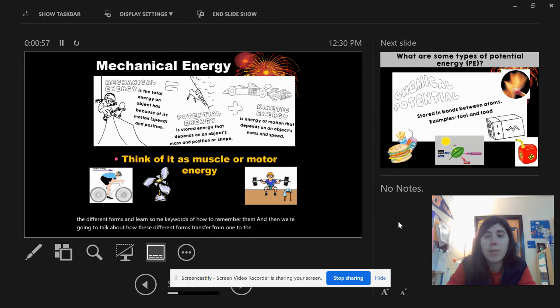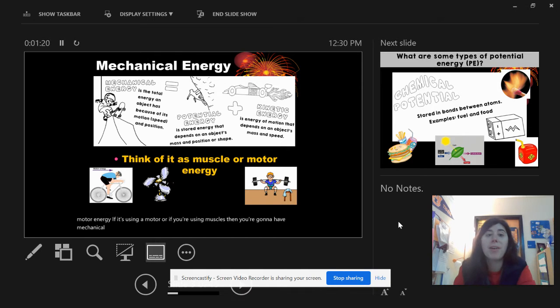So, the first form of energy we're going to look at is called mechanical energy. And mechanical energy is really a combination of potential and kinetic. So, that's why you see potential plus kinetic energy here. We like to think of mechanical energy as either muscle or motor energy. If it's using a motor or if you're using muscles, then you're going to have mechanical energy.